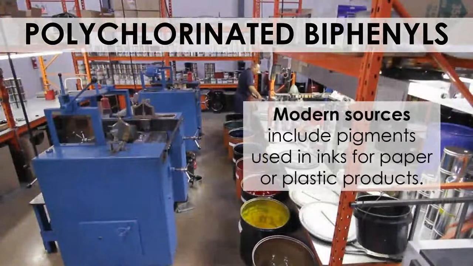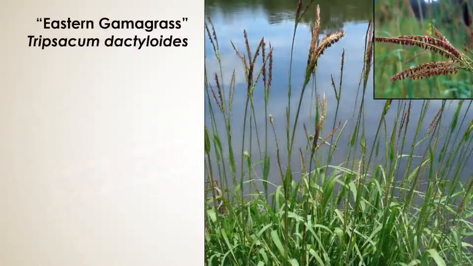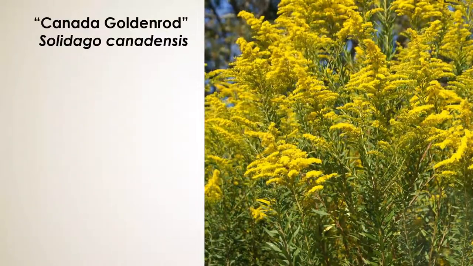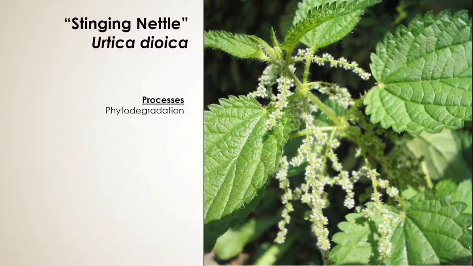Modern sources of polychlorinated biphenyls include pigments. They are still used in inks for paper and plastic products. So some plants that the research has shown have the ability to remediate these include big bluestem, eastern gamma grass, Canada goldenrod, stinging nettle. Never thought there'd be a good use for stinging nettle, huh?